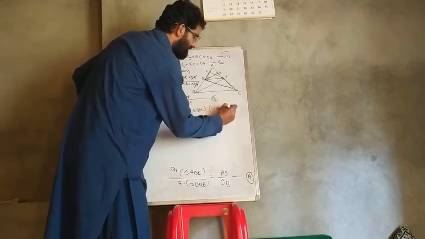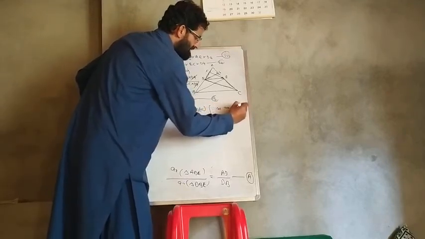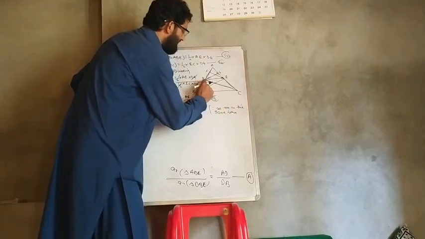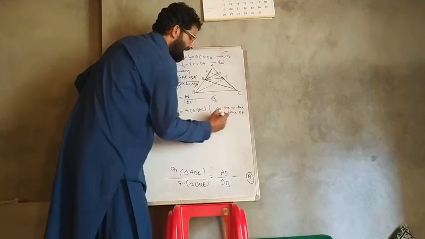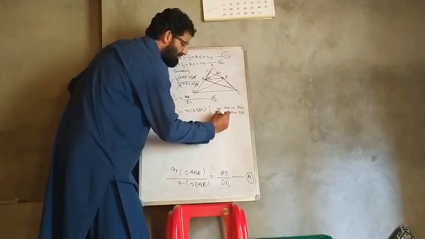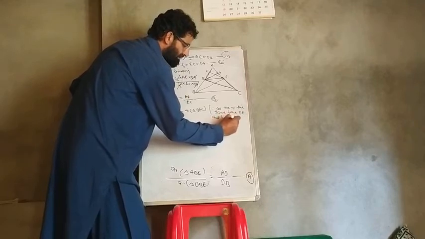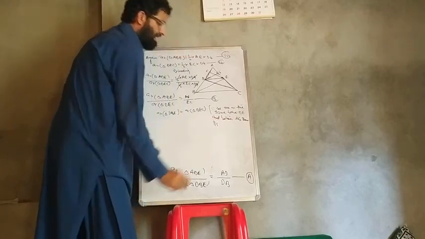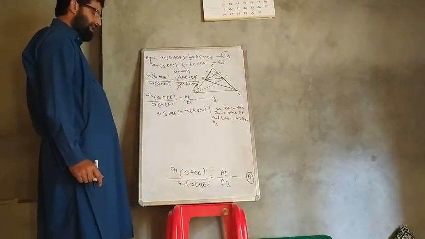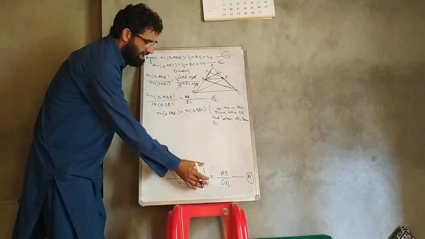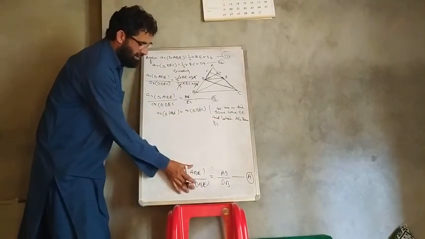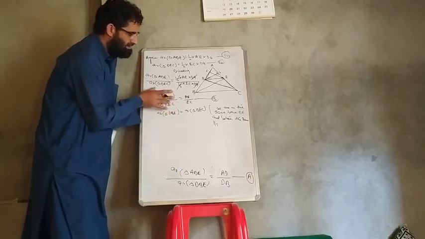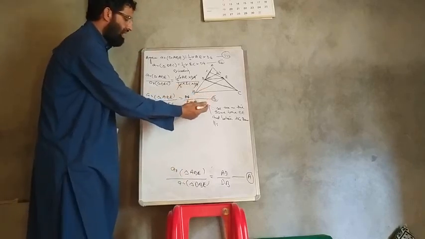Triangles are on the same base. Base is here DE, and between the same parallels, therefore they are equal in area. Now when we consider equation A and equation B, left hand side of equation A is equal to left hand side of equation B. When left hand sides are equal, right hand sides are also equal.